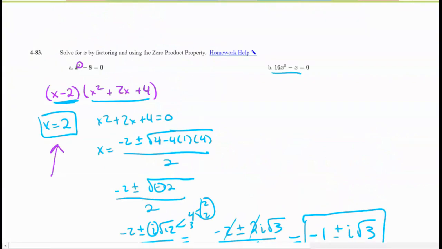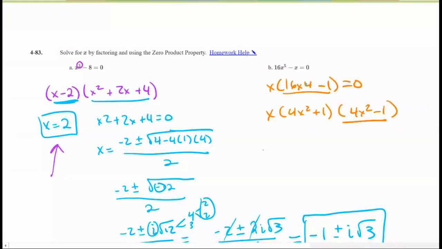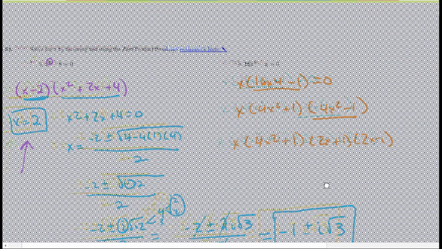Second one here, looks like I have to pull out an x in the first place, and then I have 16x to the power of 4. I should change colors here. I have x times 16x to the power of 4 minus 1 equals 0. This is a difference of squares, so I got 4x squared plus 1, 4x squared minus 1. This is another difference of squares, so I got 4x squared plus 1 times 2x plus 1, 2x minus 1. And now, since I've factored it as much as I can, I'm going to solve each of these pieces here.